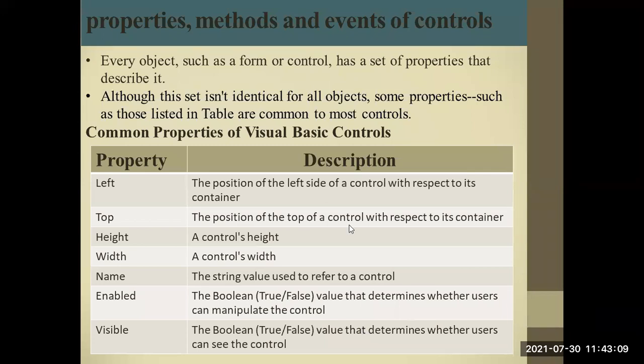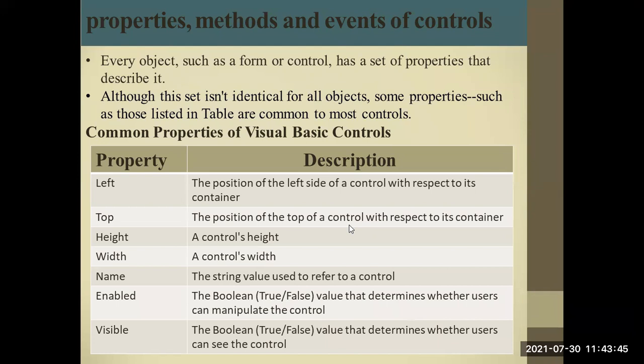The next property is Top. This Top property gives the position of the top of the control with respect to its container, or we can say the form. Then similarly we have the Height and Width properties. These two properties specify the height and the width of the control, and they give you a clear idea about what the height and width of your control will be.